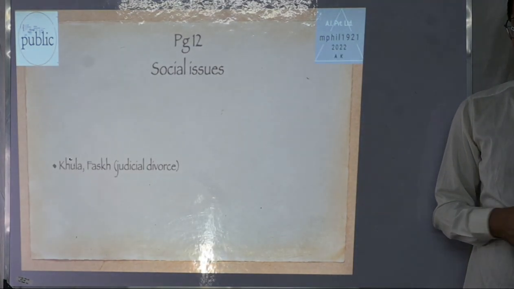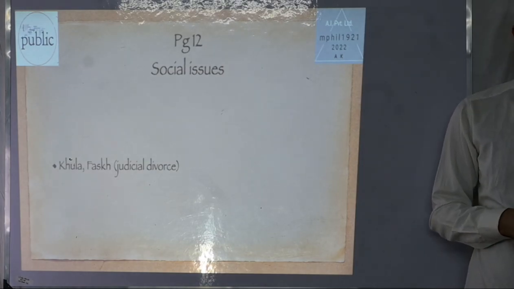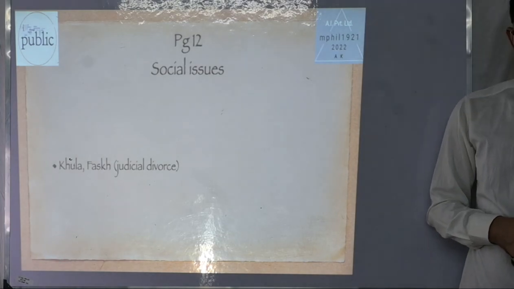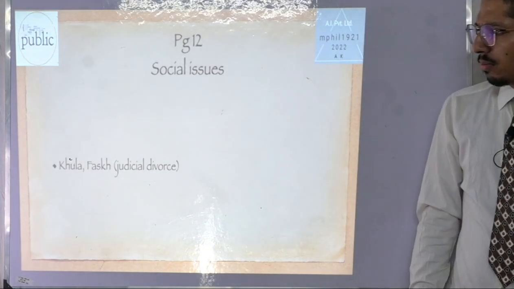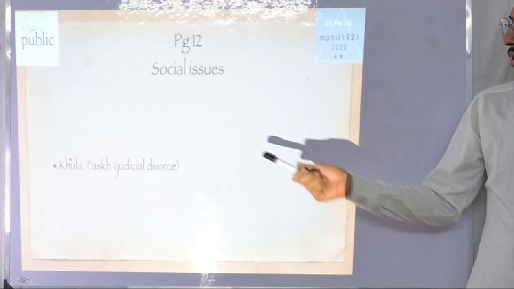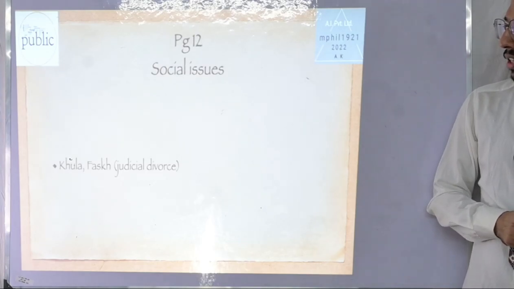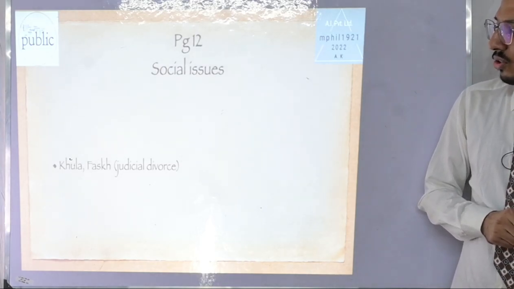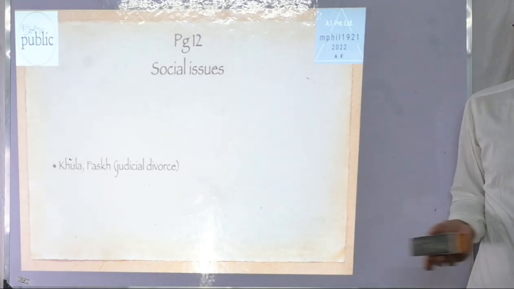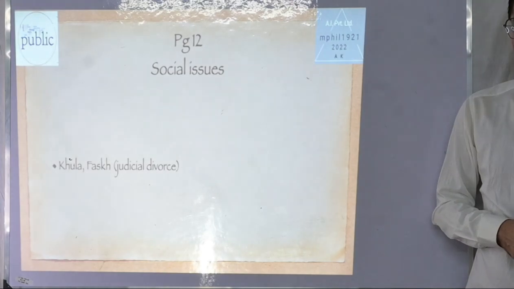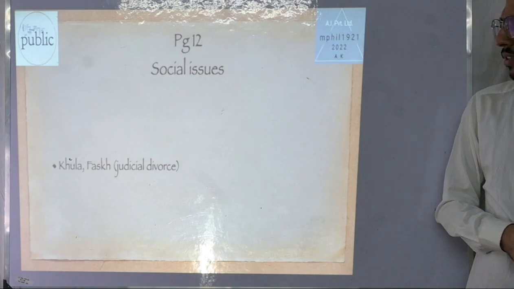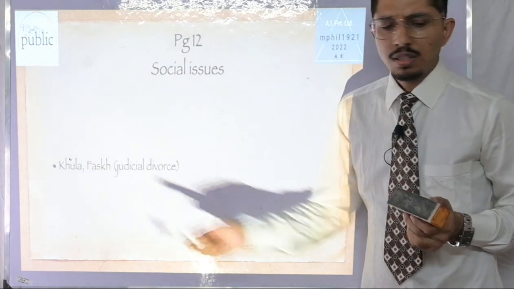Then on page 12, the next page, opinion, you won't find anything important for UPSC. On page 12, there are only these two things you need to remember: Khula and Faskh. These two are related to divorce in Muslim society, and Faskh is called judicial divorce. It is related to a Kerala High Court judgment, and the AIMPLB, All India Muslim Personal Law Board, has discussed it. So you can at least remember these two keywords.